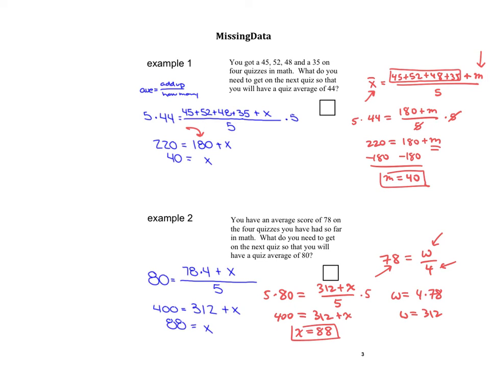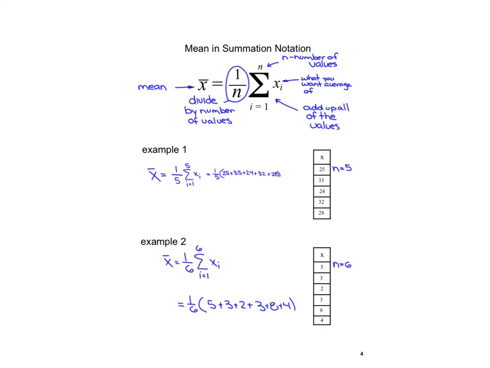So if I wanted to raise my average from 78 to 80, clearly I'd have to get a higher score to raise that up, and the score that's necessary on the 5th quiz would have to be an 88. All right, let's continue on the last couple slides.